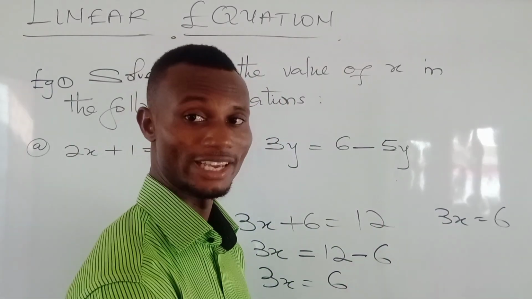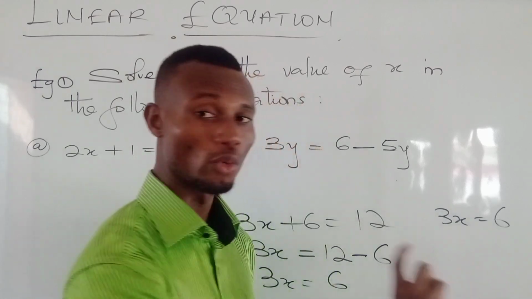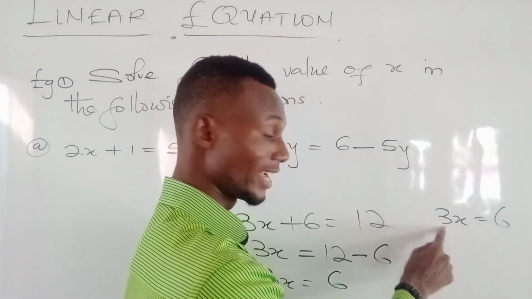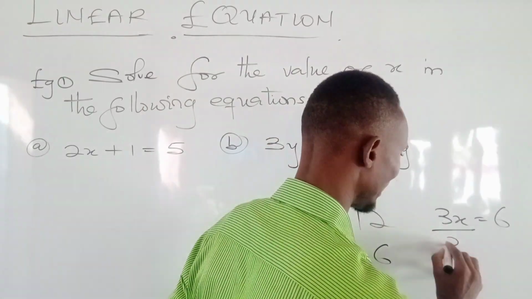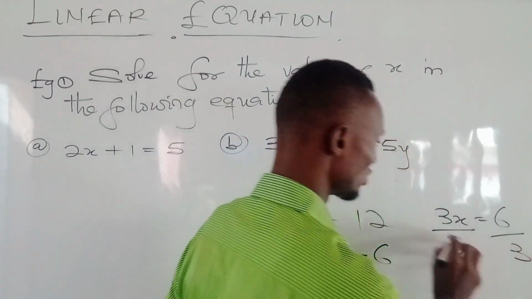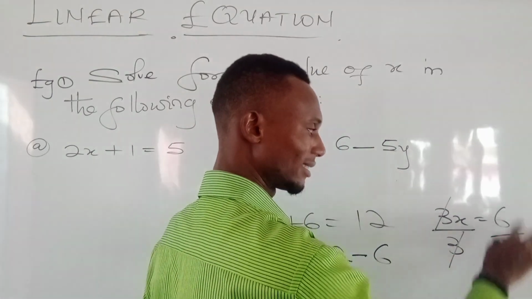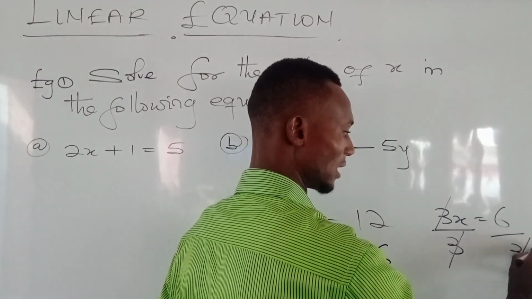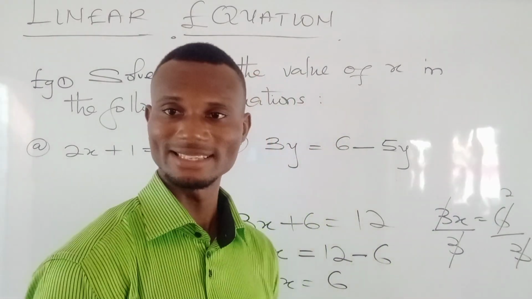In this case, how to get s to stand alone is that you divide through by the coefficient of s, and the coefficient of s is 3. So I divide through by 3. You divide here by 3, you divide here also by 3, so that this 3 and this 3 cancel. Now we can simplify this 6 and the 3 here. 3 goes here 1, 3 goes here 2. I hope the understanding is clear enough.